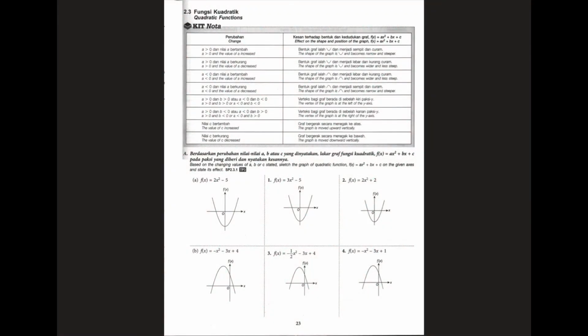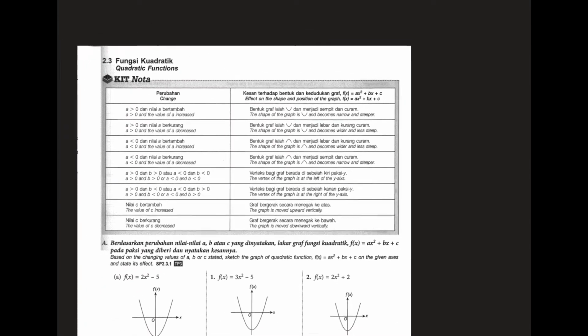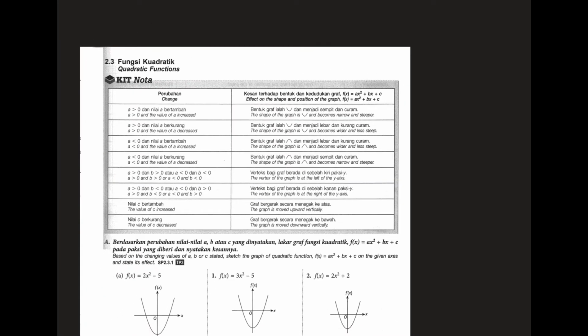Okay, so for quadratic functions, first we have to know that a quadratic function looks like this, as you can see here: f(x) equals ax squared plus bx plus c. So this is called a quadratic function.